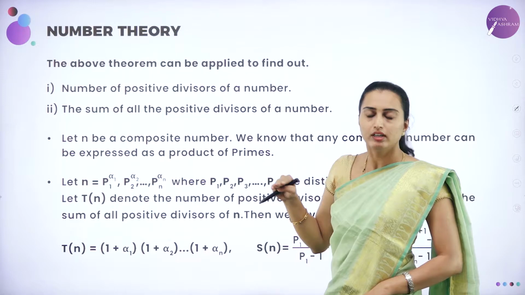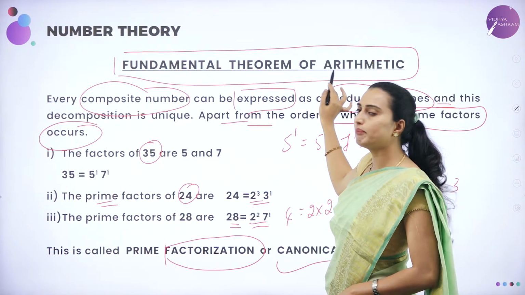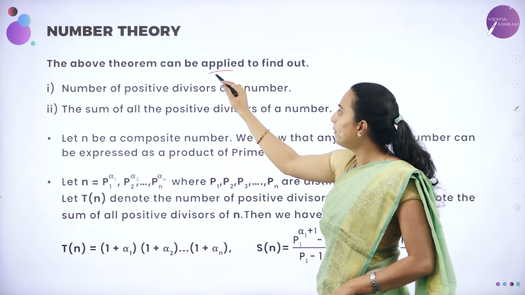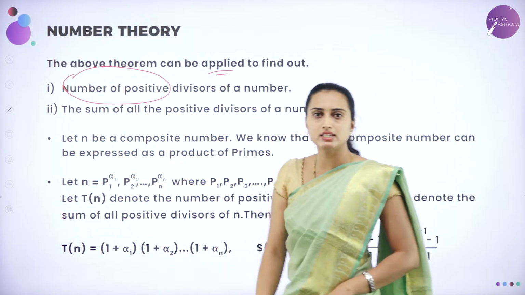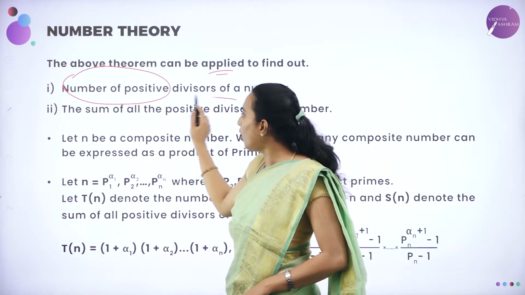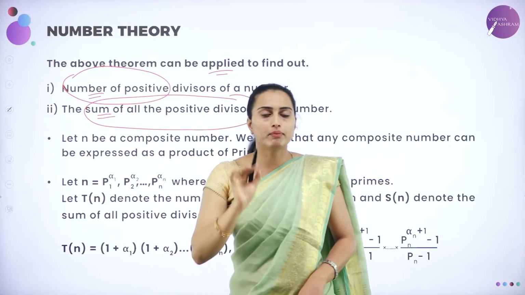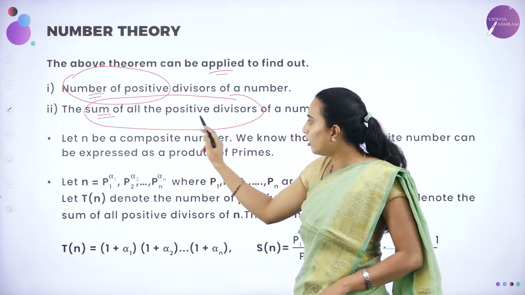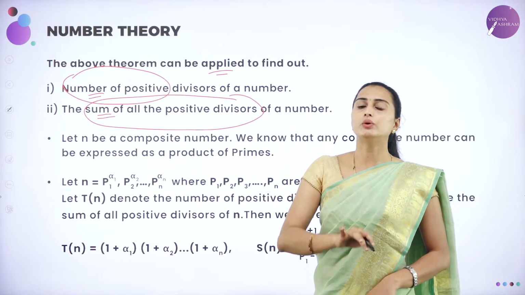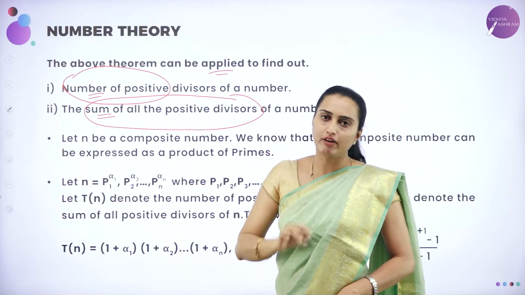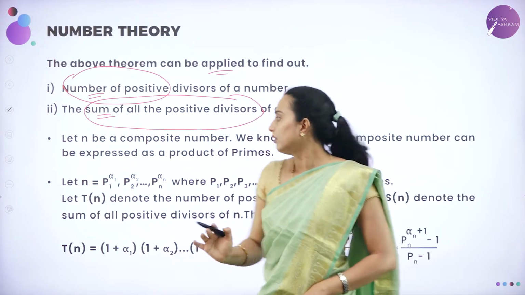This is the formula part, that means application level. The above theorem, the fundamental theorem of arithmetic, can be applied to find out the number of positive divisors and the sum of all positive divisors of a given number. Got it? Now how are we going to have the formula for the number of positive divisors and the sum of all positive divisors? We'll move on to that.